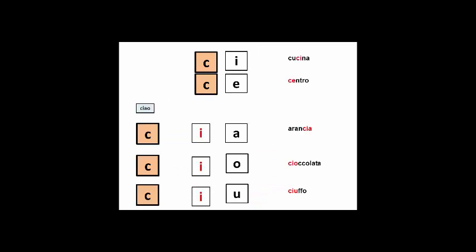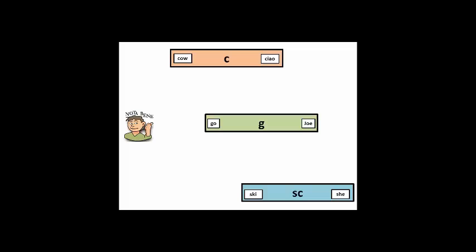Esempi: cucina, centro, arancia, cioccolata, ciuffo. Notice what they have in common. The letter E and I follows directly the C. That's when we get the ch sound. Okay. K sound of cow and the ch sound of chow.